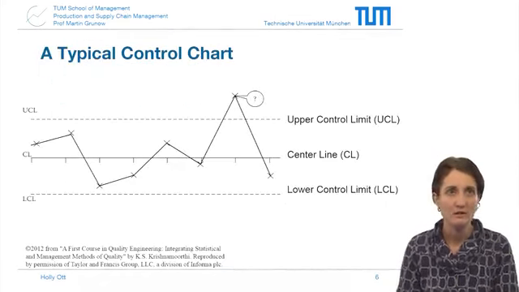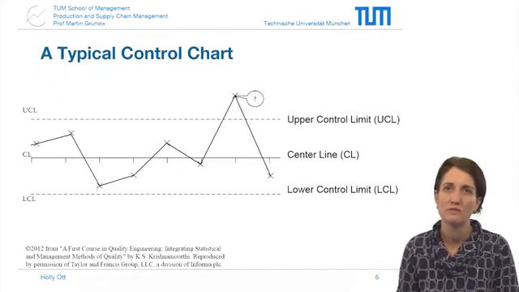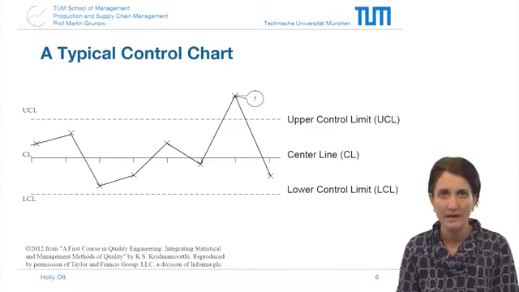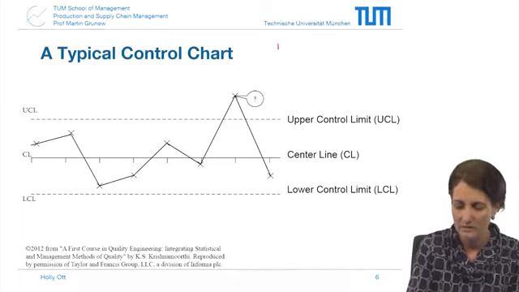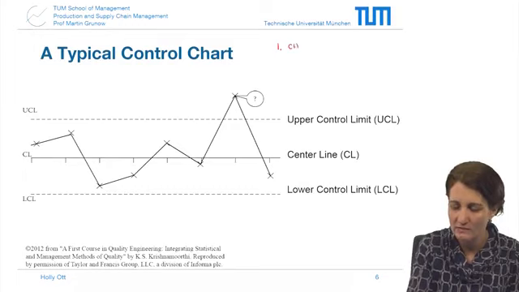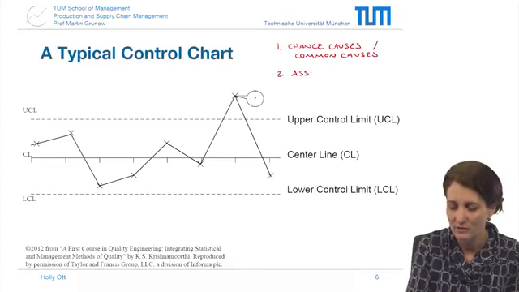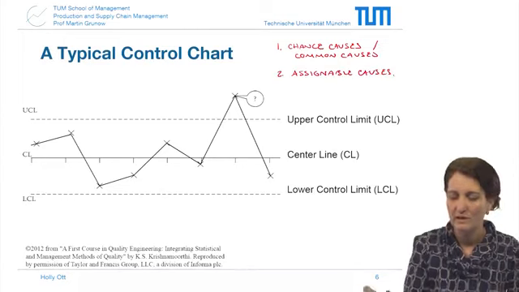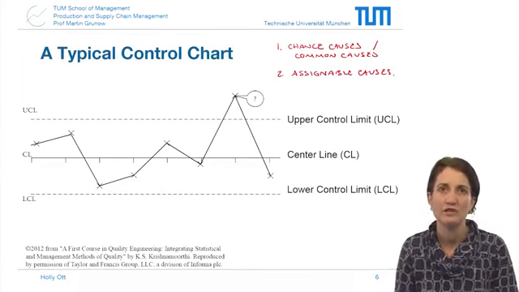Now, we also saw this slide. This is a typical control chart. So let's just go back to the 2 sources of variability. We had one source of variability that was chance causes, or common causes, and we had assignable causes. And the control charts are used to differentiate between them.